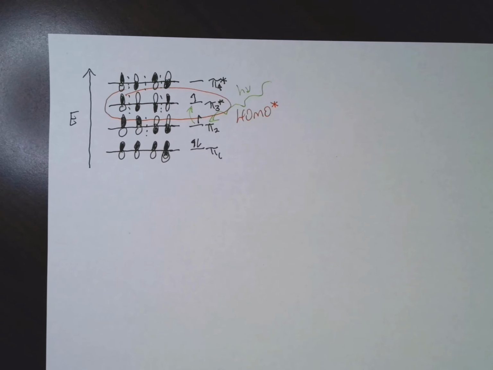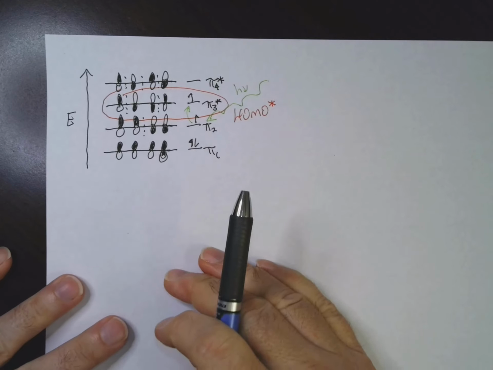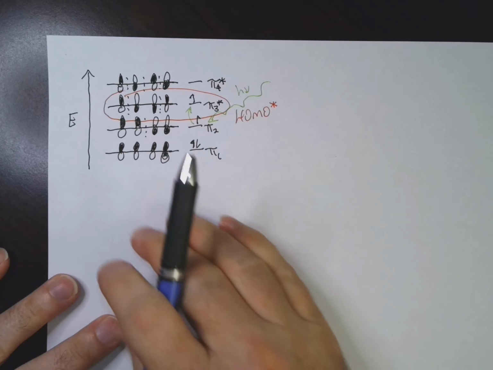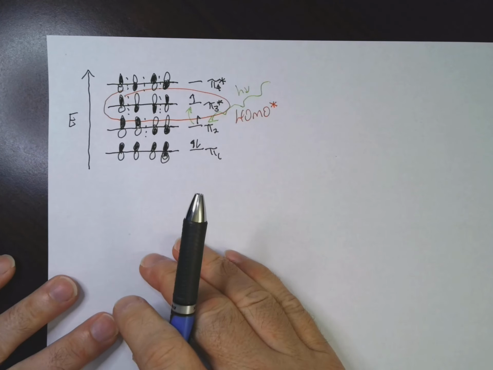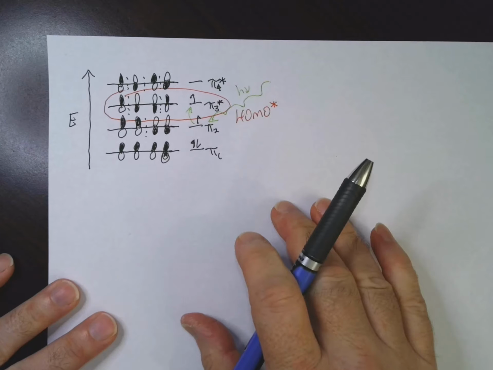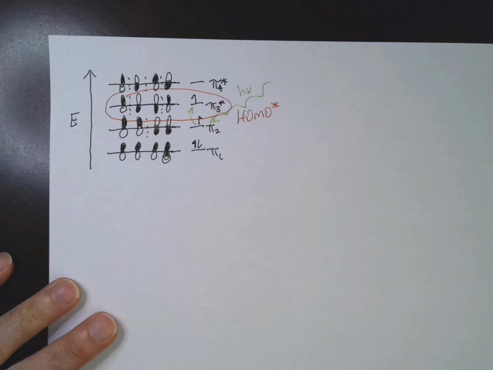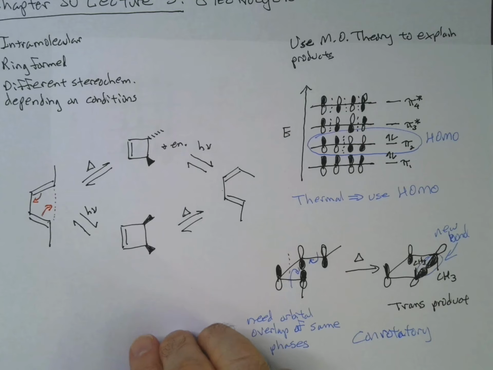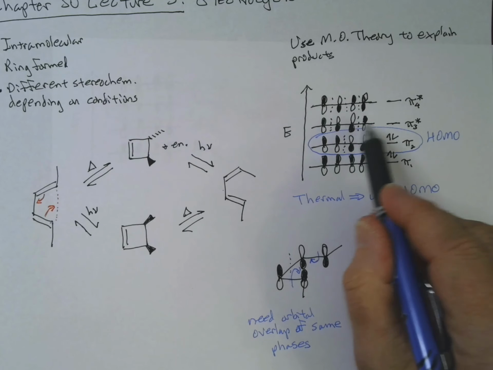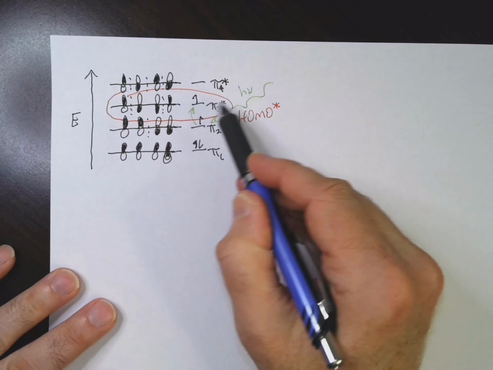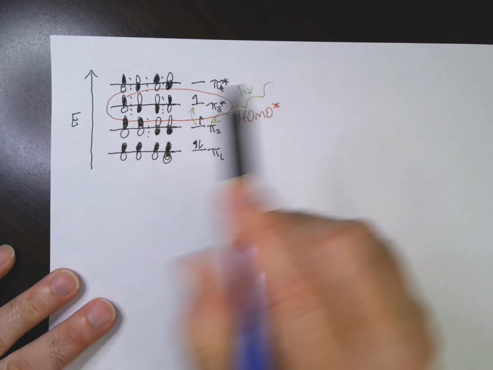All right, so in cycloadditions, we looked at the HOMO of the diene and the LUMO of the dienophile. Or if it was a 2 + 2 cycloaddition, the HOMO star of one alkene and the LUMO of the other. For electrocyclic reactions, we're only interested in the HOMO. So for thermal electrocyclic reactions, it's just going to be the regular HOMO here. For photochemical electrocyclic reactions, we're going to look at the HOMO star.